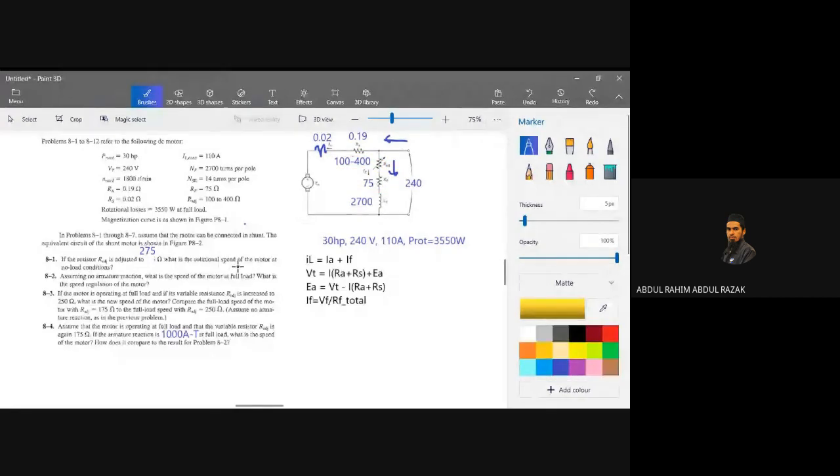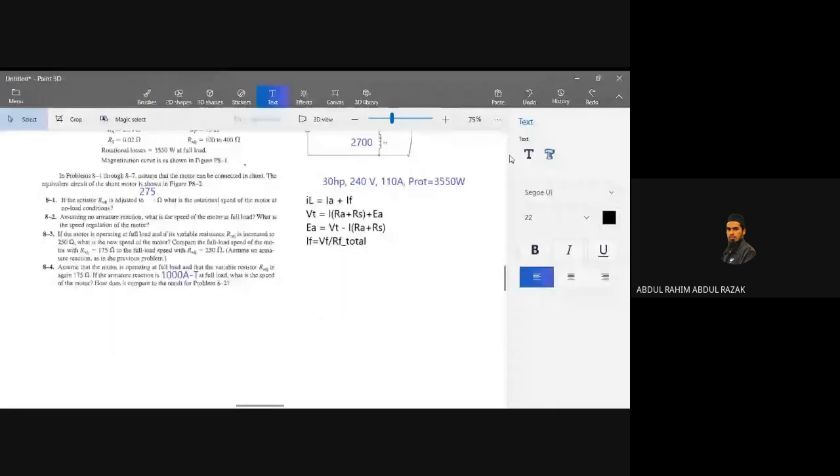So what is the total rotational speed of the motor at no load condition? So for A, what you have to find is, at R adjustable equal to 275 ohm, what is VT no load? You can restate the question here. This is the environment or the setting: R adjustable 275, what happened to VT at no load? And so where to start? You have already started.